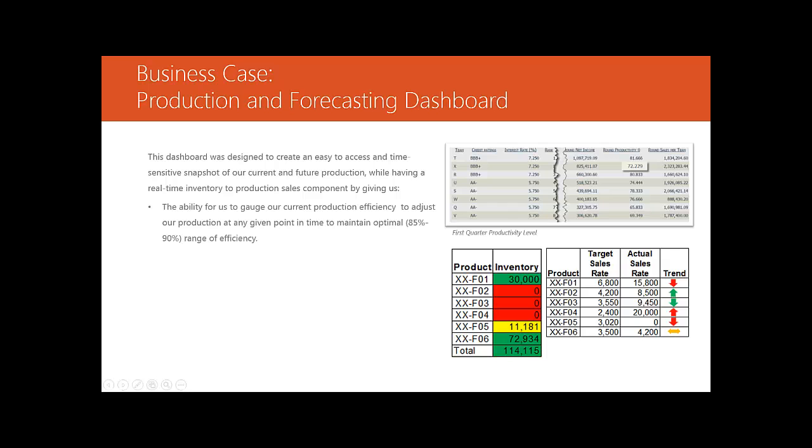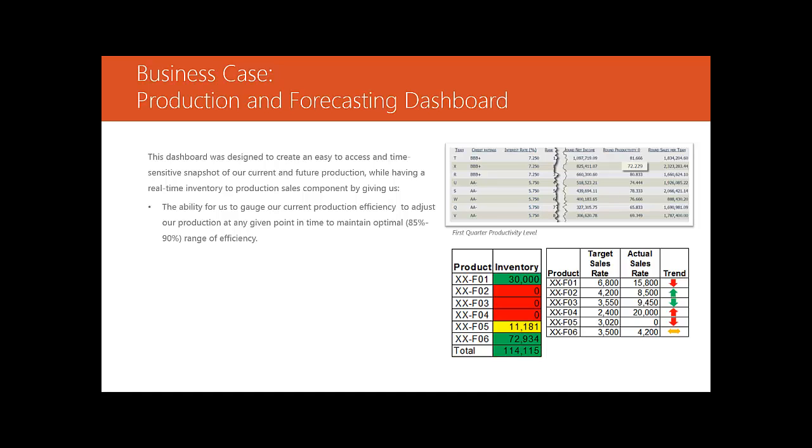Our first tool was a production and forecasting dashboard. This dashboard allows us to have easy access to a time-sensitive snapshot of our current and future production, while having a real-time inventory production sales component. This also will give us the ability to gauge the current production efficiency to adjust our production at any given point. It's also one of our goals to meet an 85 to 90% range of efficiency with our simulation.